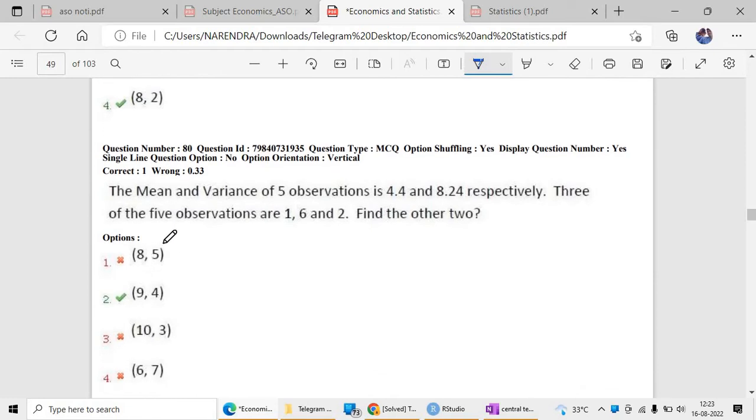See this here, mean is 4.4 and variance is 8.24. Three of the given observations are 1, 6, 2. Then find the other two observations.